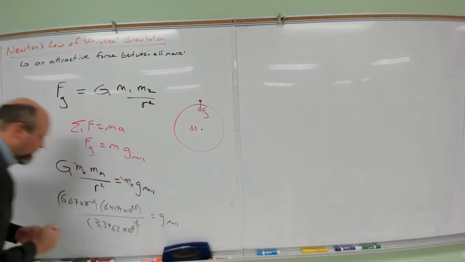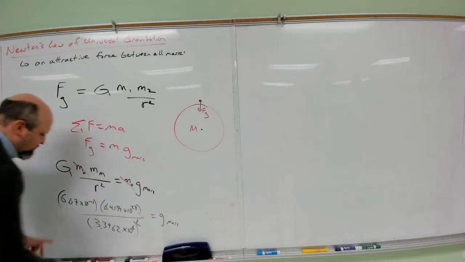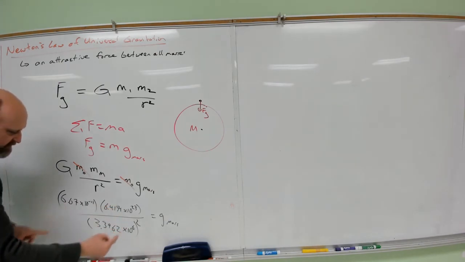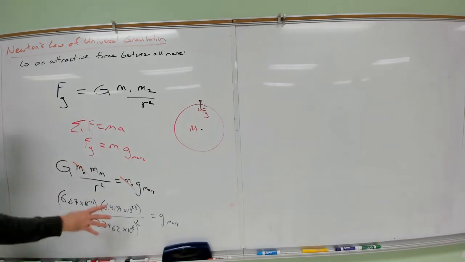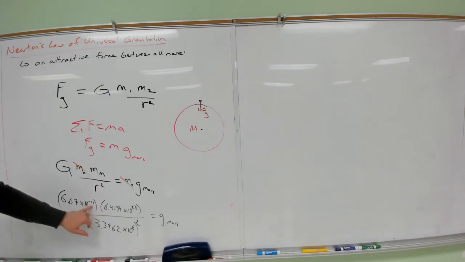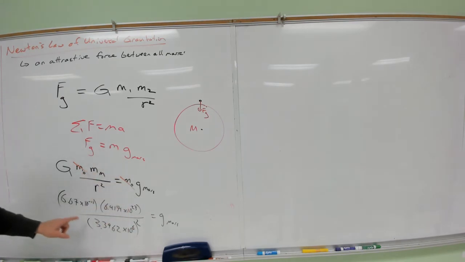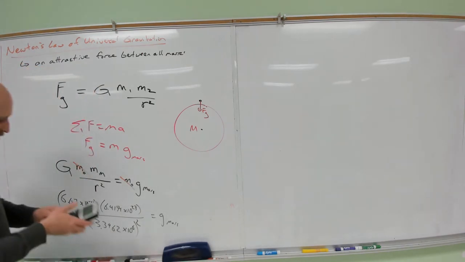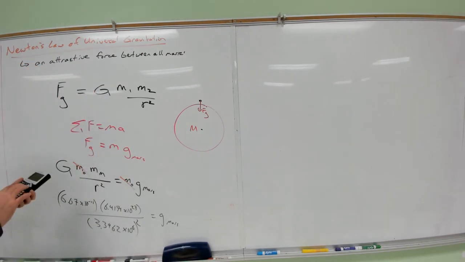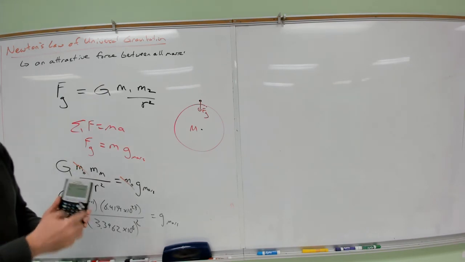Now I'll just punch it in my calculator. I'm going to do 6.67 times 6.4171 divided by 3.3962 squared, and then I'll resolve the powers of 10 myself. 10 to the negative 11 times 10 to the 23rd is 10 to the 12, and 10 to the 6 squared is 10 to the 12, so the powers of 10 cancel. That's just going to be 1. So really it's just 6.67 times 6.4171 divided by 3.3962 squared. Punching that in my calculator, I get a value of 3.71.